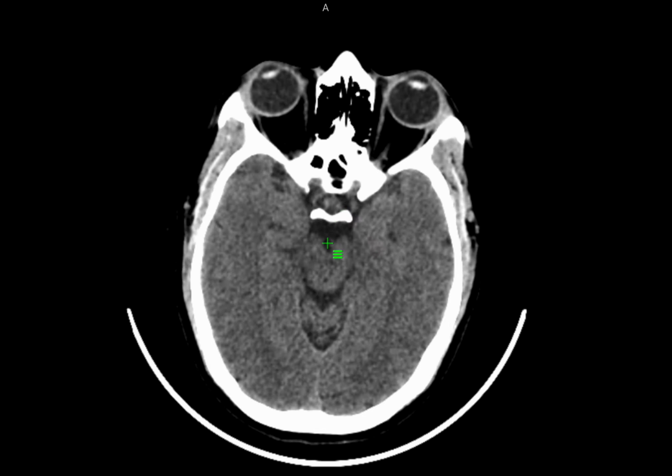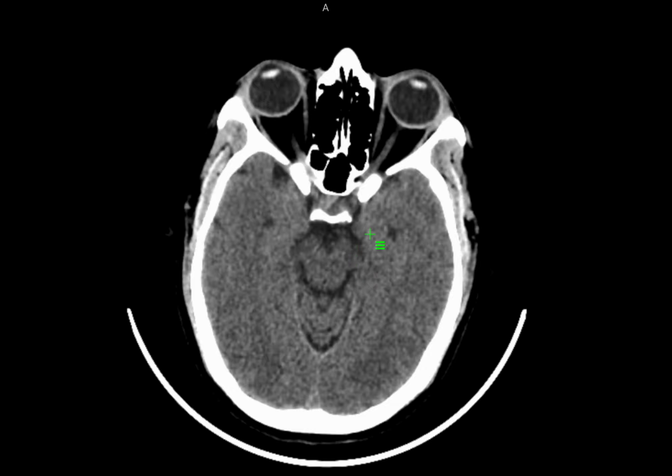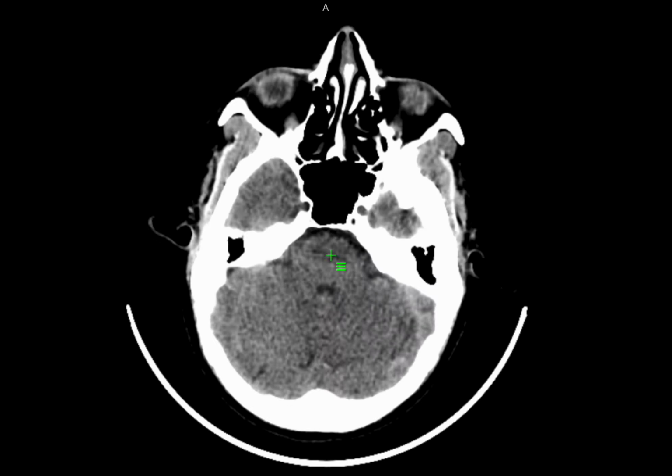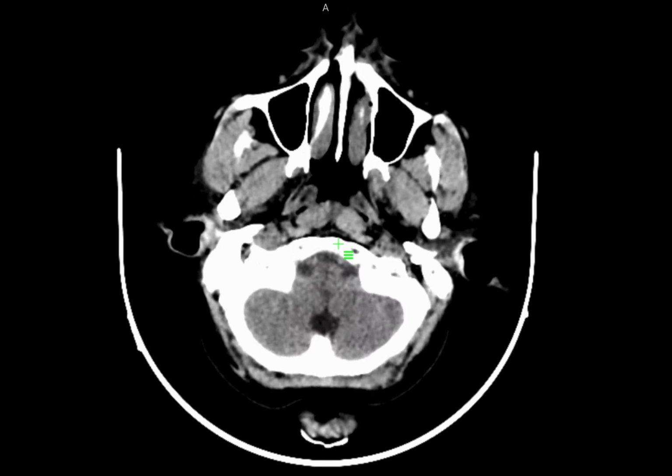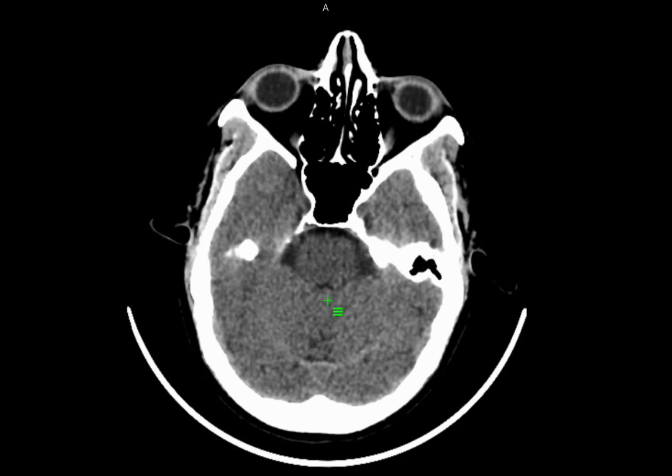This over here will be the interpeduncular cistern, crural cistern, and ambient cistern, and quadrigeminal cistern. And once you come down, this is prepontine cistern, premedullary cistern, and this is cisterna magna over here.